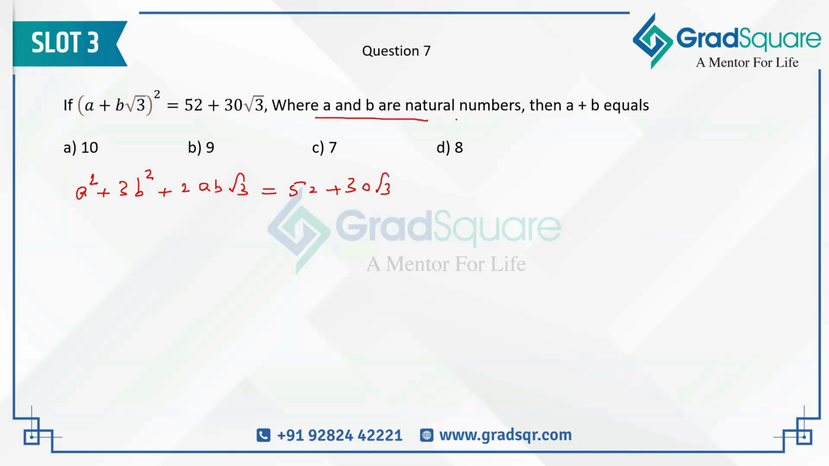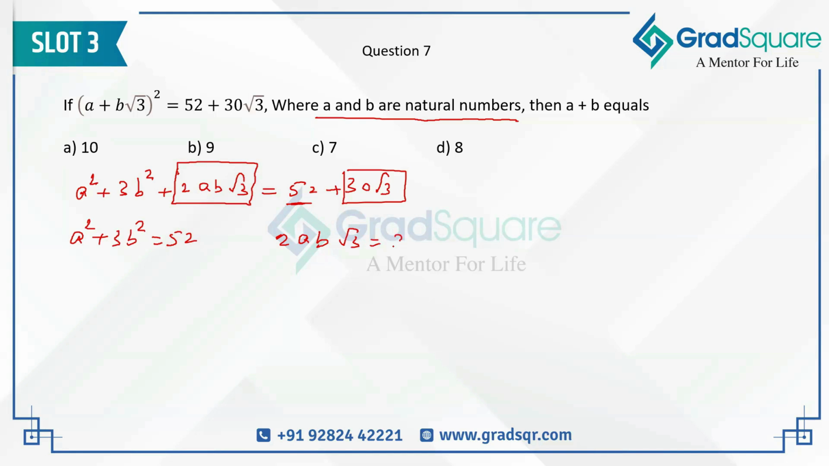Now, where a and b are natural numbers, you are looking at natural numbers. This is important for us to understand because a and b then turn out to be integers. So, if you look at this part, this will be irrational, and that should be equal to the irrational part of this side also, right? Because the other two will be rational numbers, and over here the rational number turns out to be 52. So we effectively have two equations: a² + 3b² must be equal to 52, and 2ab√3 turns out to be equal to 30√3. So √3 gets cancelled out and ab turns out to be equal to 15.